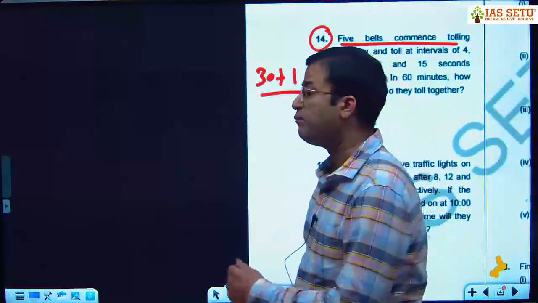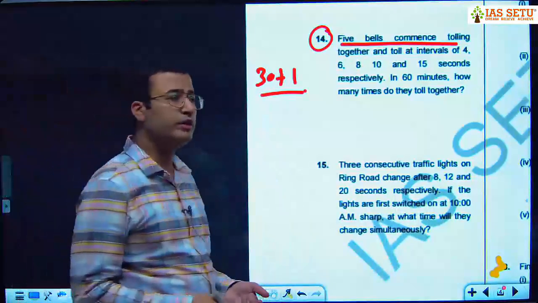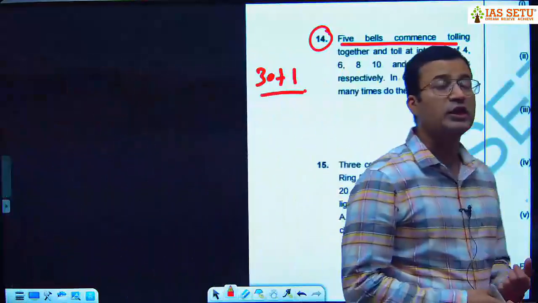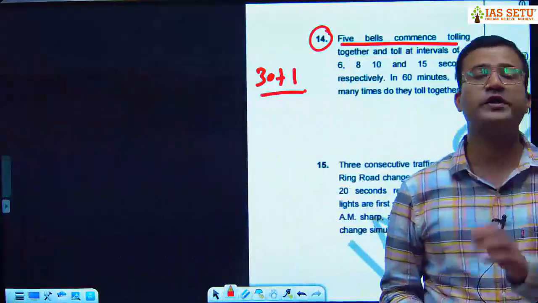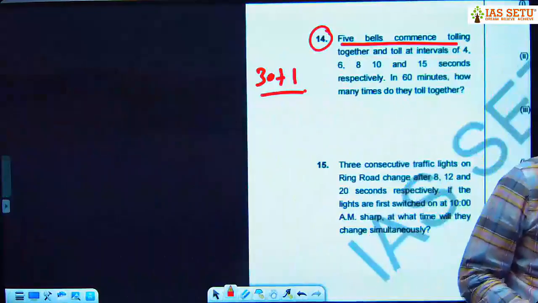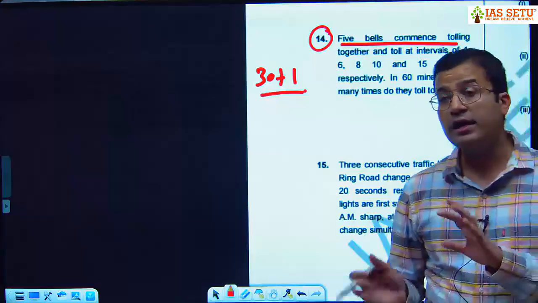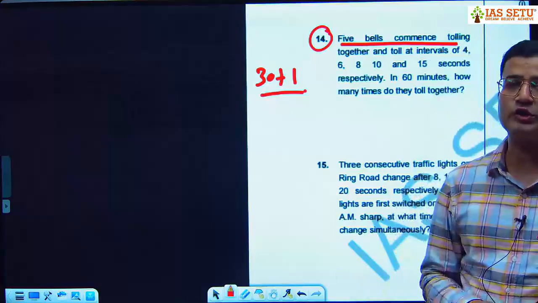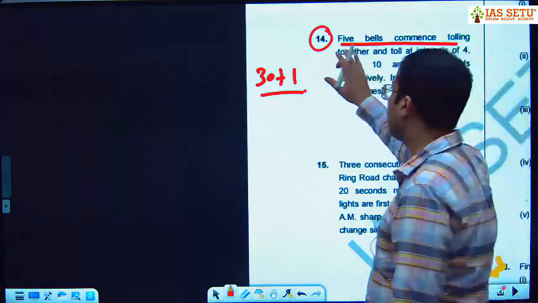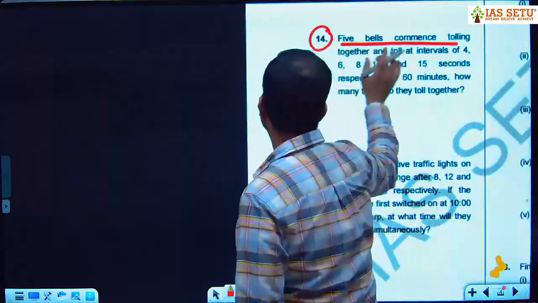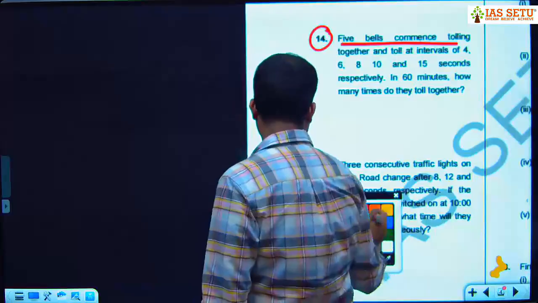So in this type of question, if the question mentions commence tolling together, started tolling together, then the starting time also they have tolled together and we have to include it, we add one more. So the answer here becomes 30 plus 1, 31 times. Let me give you a language of the question where the answer is simple, without plus 1. One language is this: 5 bells commence tolling together, toll at an interval of this.